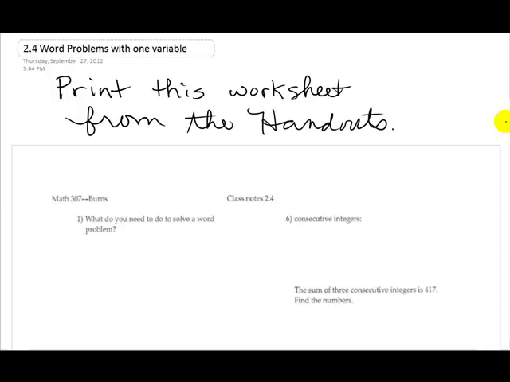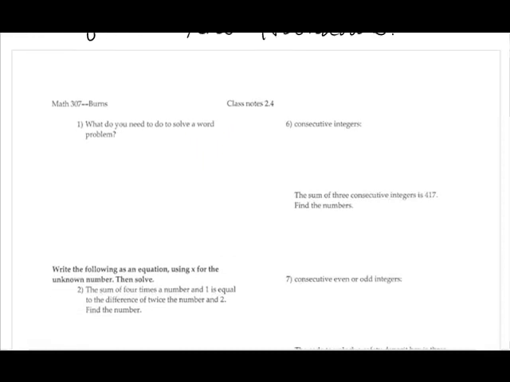This is 2.4 word problems with one variable. You need to go to Course Compass and print this worksheet from the handout section. It's going to be very important that you have it in front of you so that you can read this. This isn't very clear. It's as clear as I could get it as far as loading it onto this OneNote so I can record it.